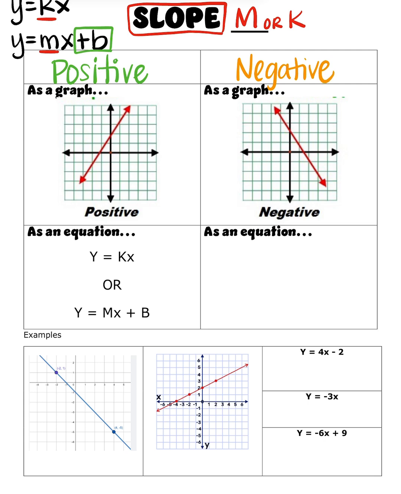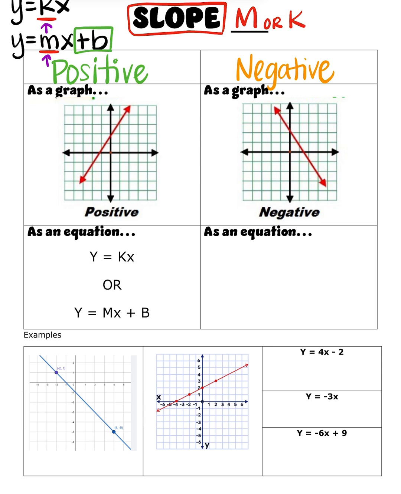Okay, and again, slope is going to be that letter or the number in front of the x value. So again, slope is going to be this piece here or this piece here. All right, and again, on a graph, it's how slanty it is. How slanty is it, okay? All right, so again, these are positives on the left. These are positive examples of slope. And on this side, we have negative examples of slope. So let's start with as a graph.